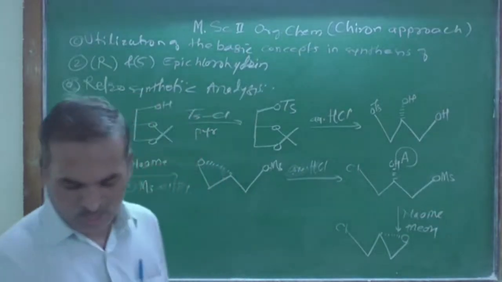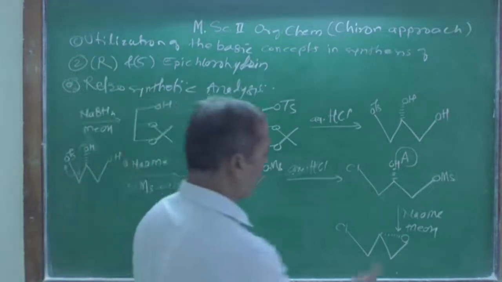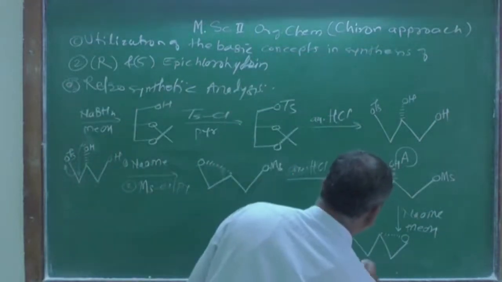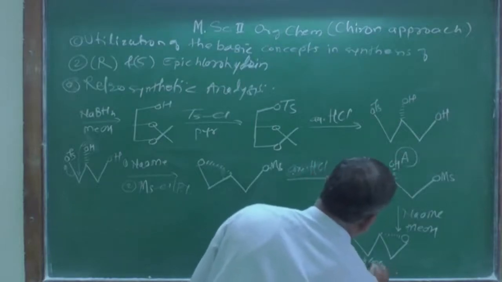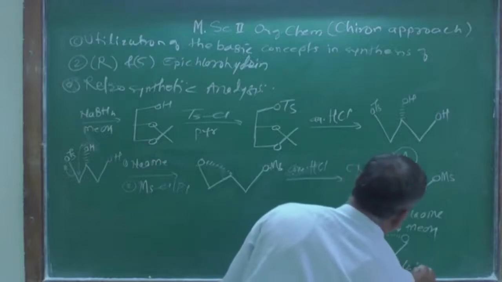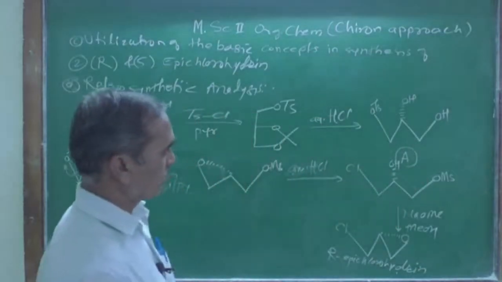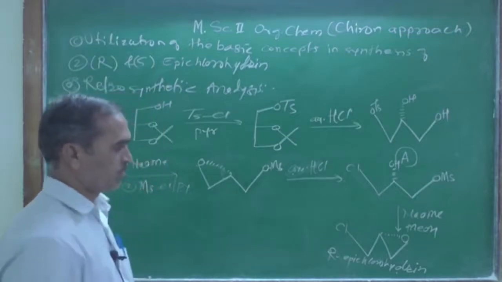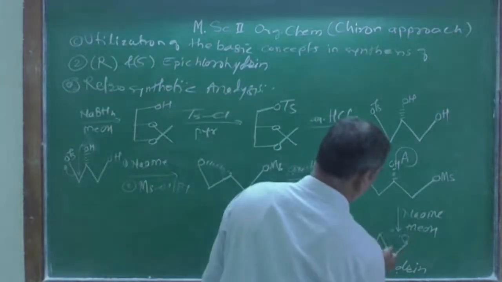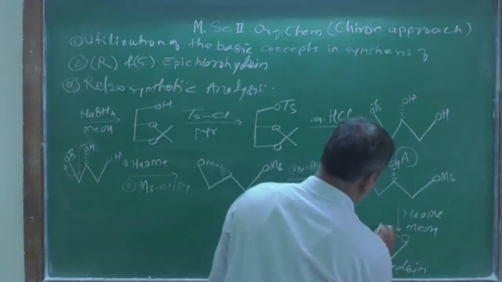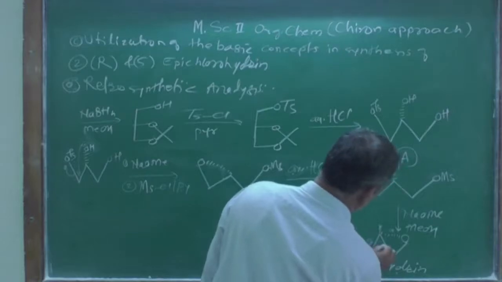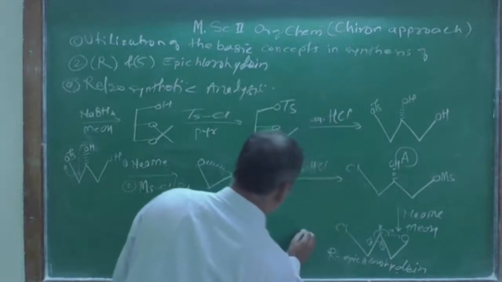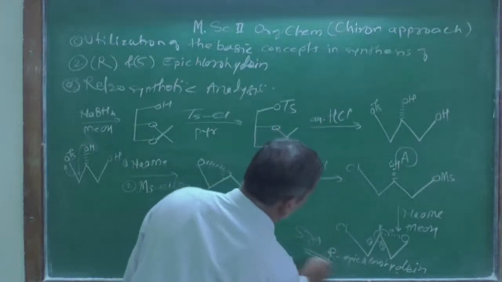It is an R-epichlorohydrin. This is an R-epichlorohydrin, because look here, one, then there is a hydrogen atom here above the plane, then this one is a 2, 3, 1, 2, 3. This is an S configuration. S configuration changes to R configuration.